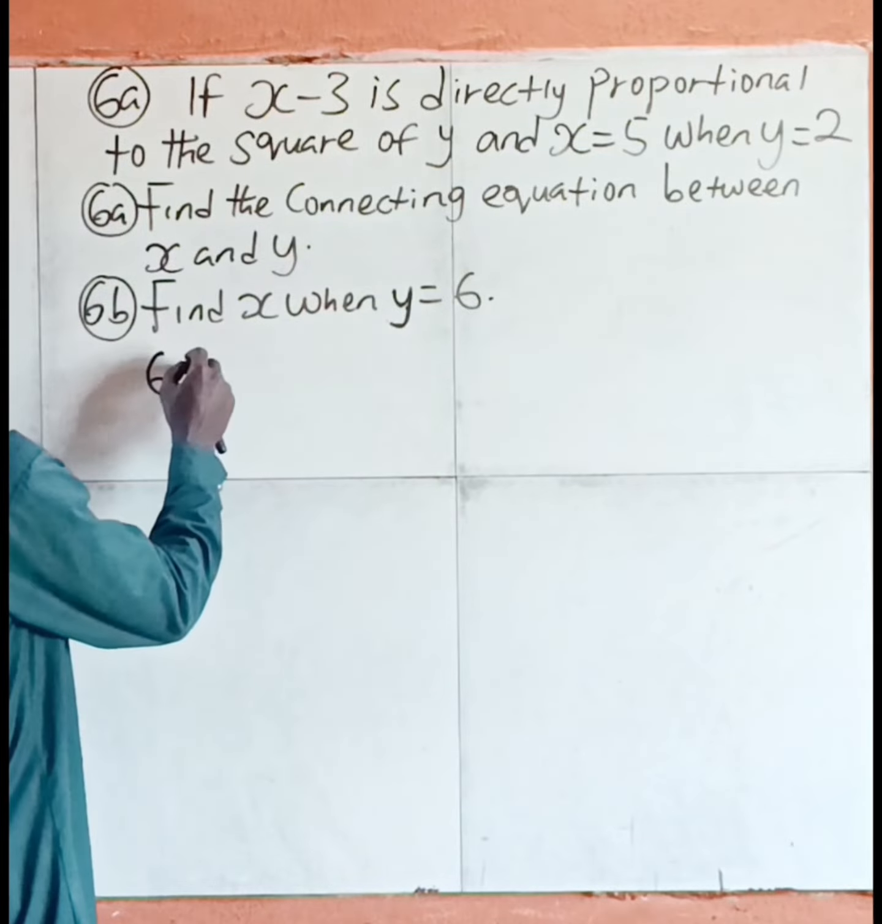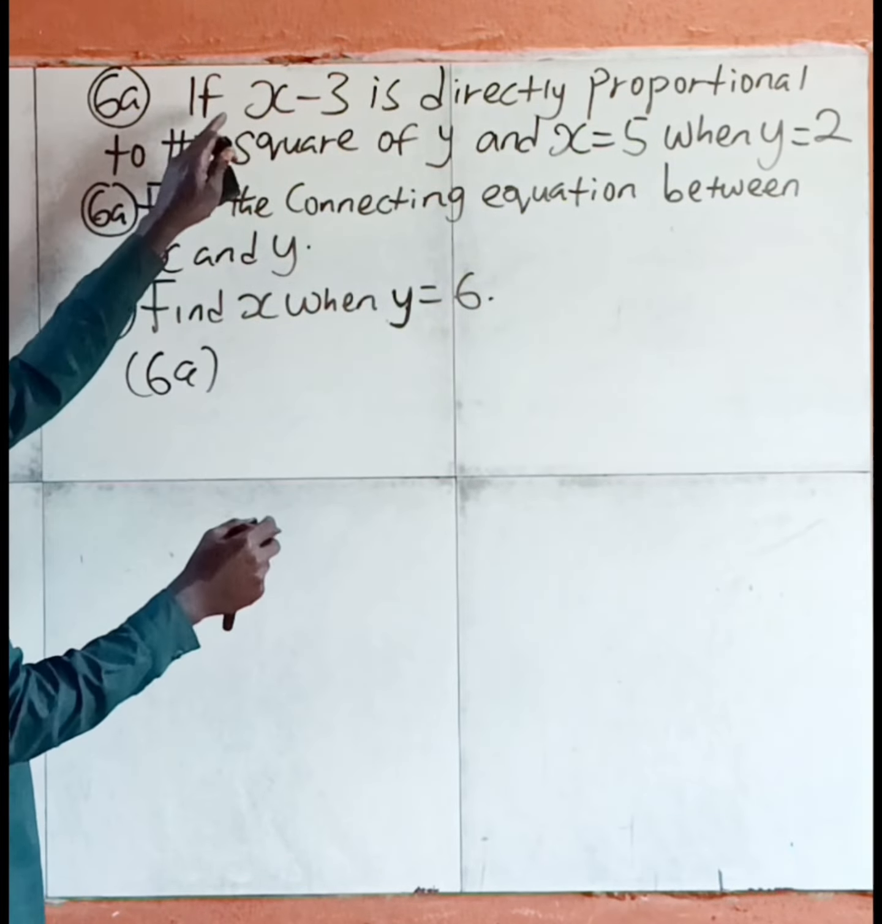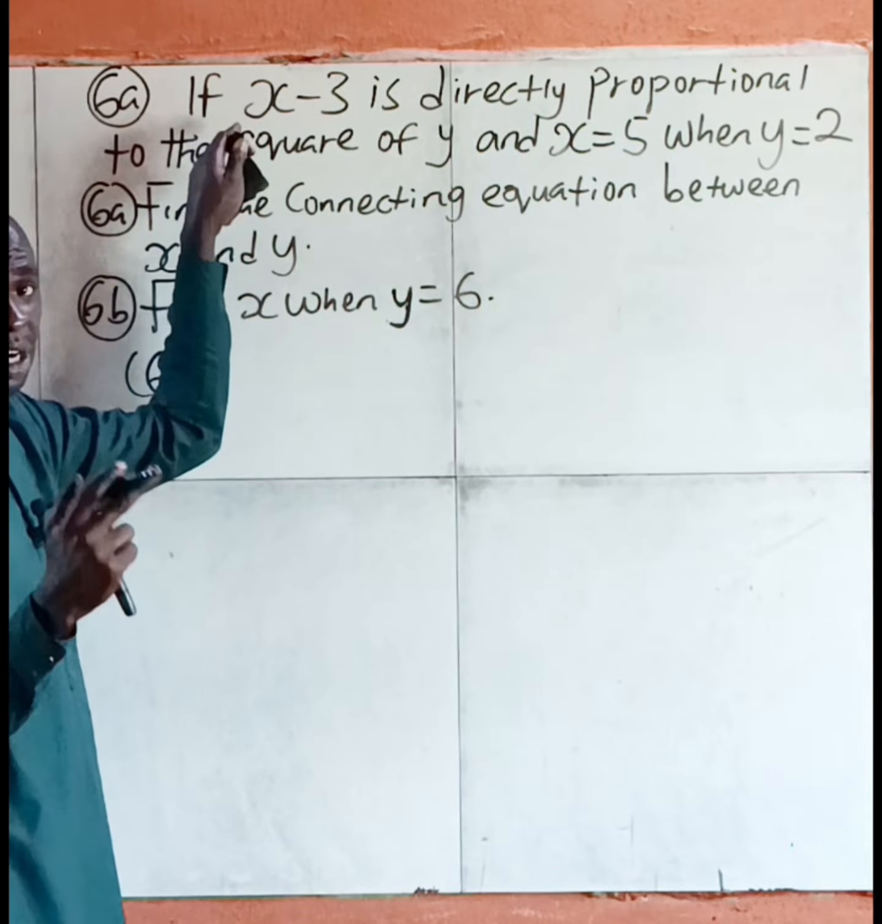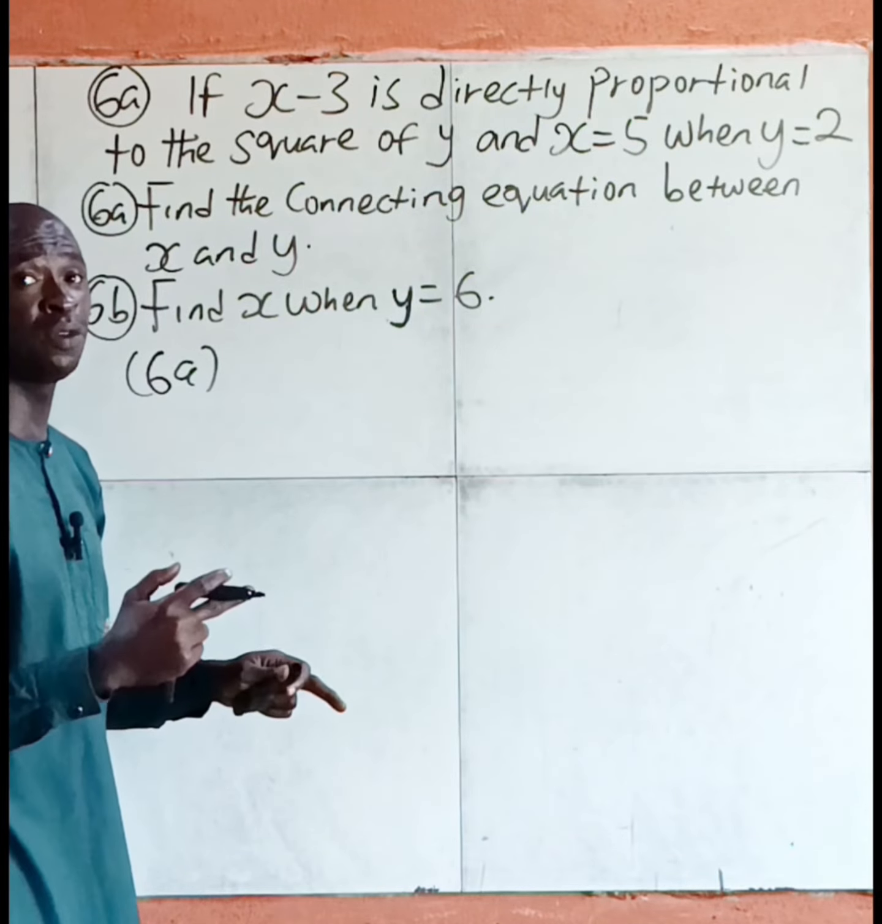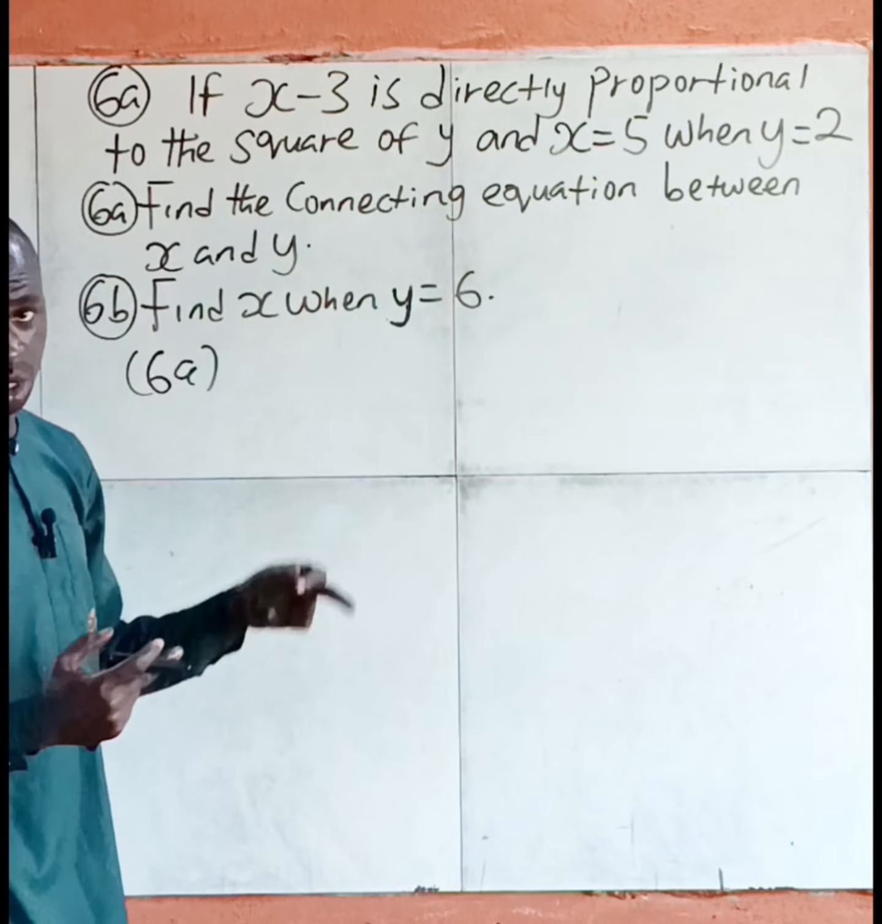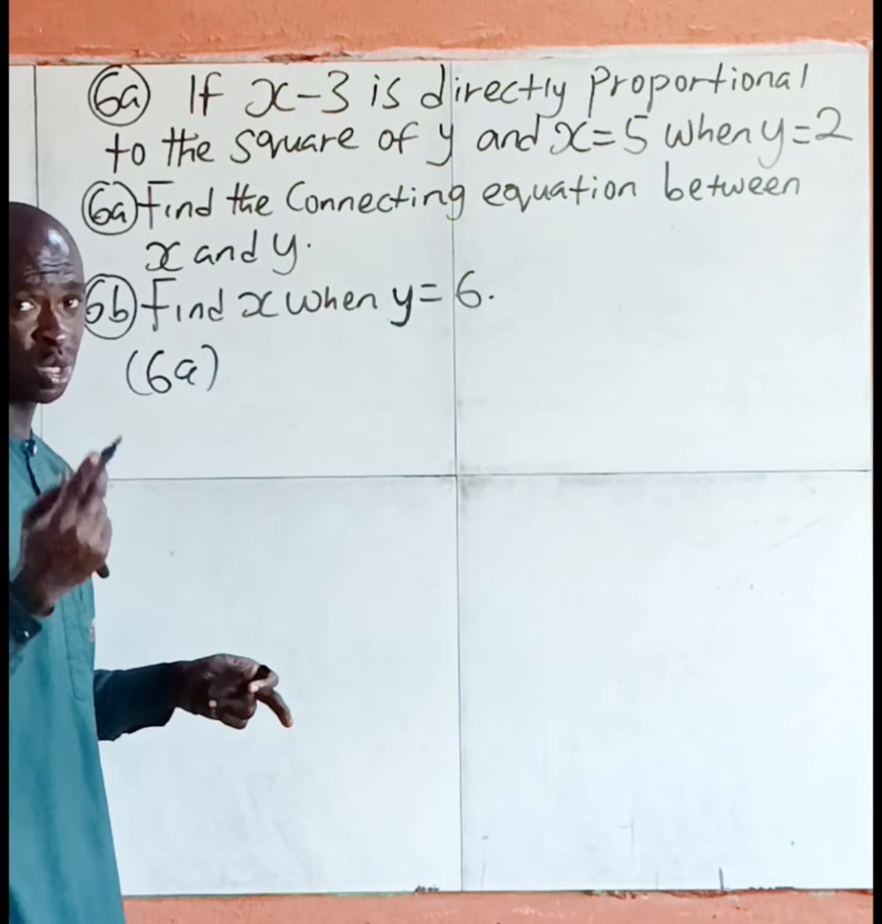I'll go to problem 6a. I'm going to interpret the question step by step. Remember, like I did say earlier on, that there's no particular formula for direct derivations. It depends on your question. But one thing is certain, you must have a constant.